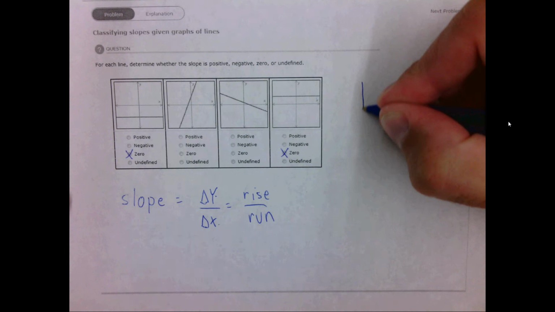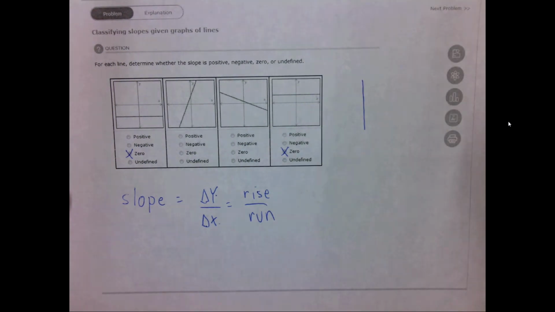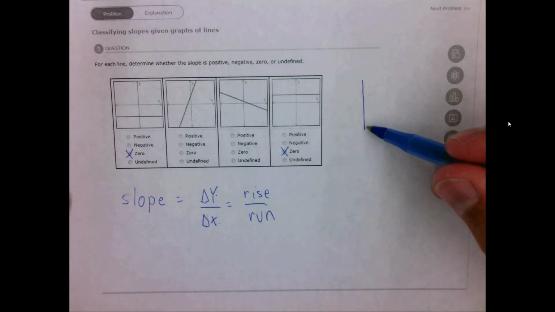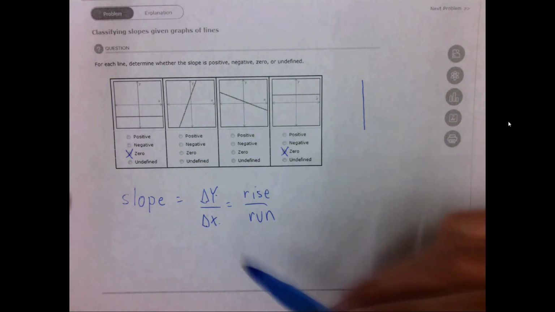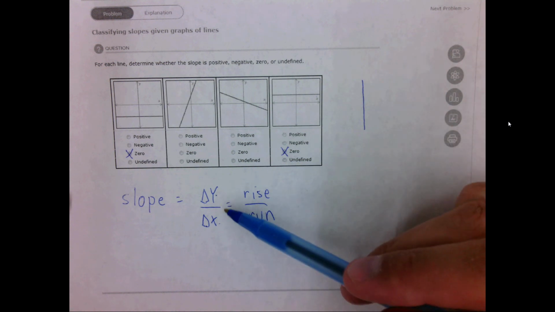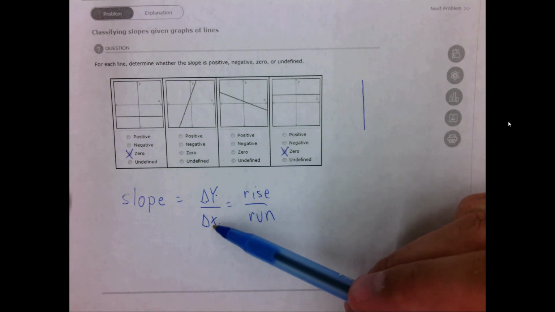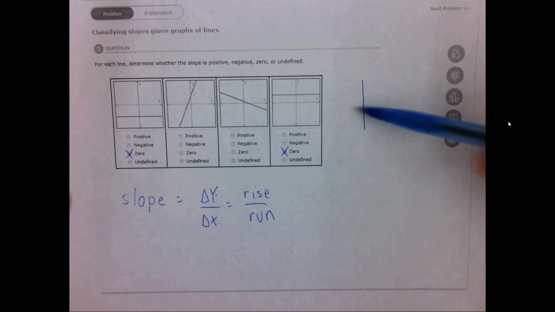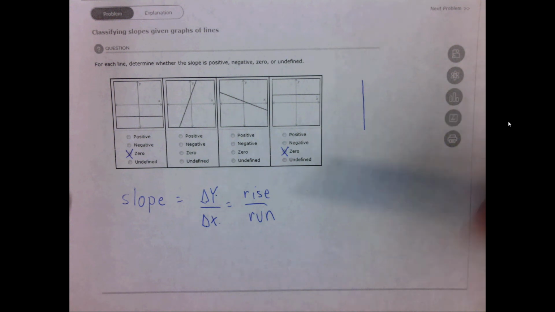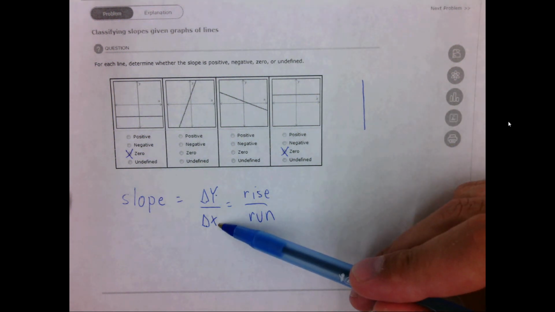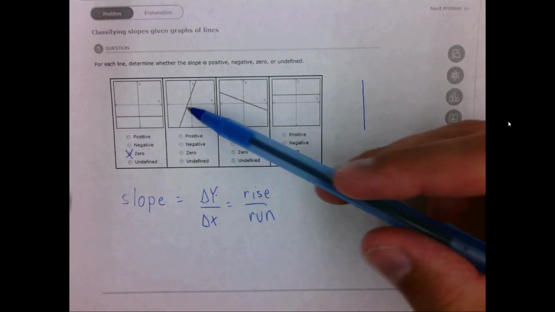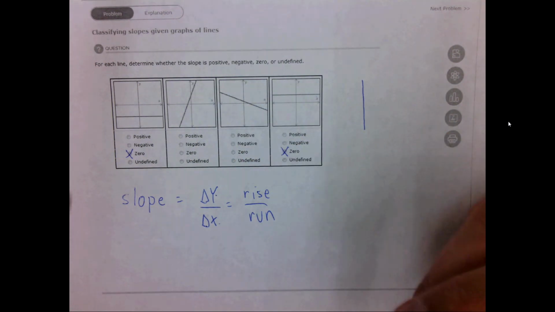If you were to see a completely vertical line like this, although not drawn perfectly here, this perfectly vertical line would have an undefined slope, because in this case there is no change in x. There's no change in the horizontal direction, so therefore you have 0 on the bottom and you have an undefined slope. Now let's look at these two lines to see if they have slopes that are positive or negative.